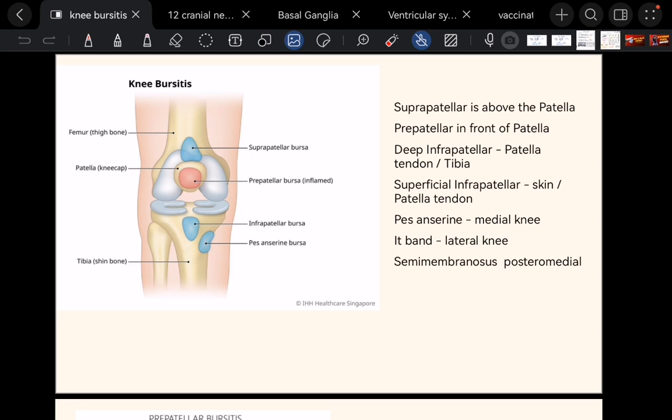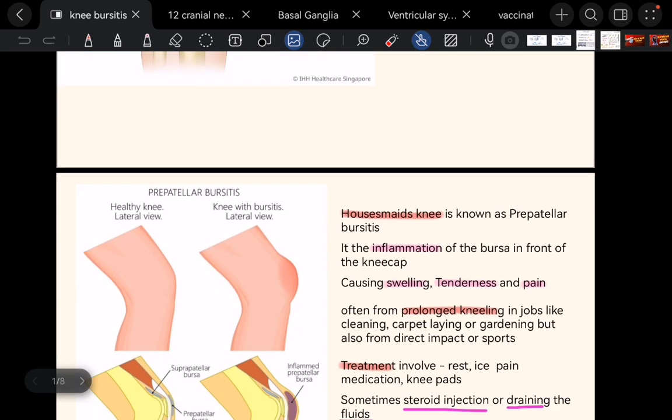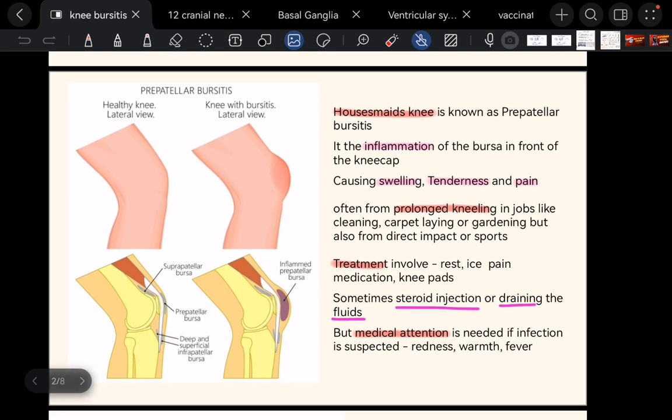Pes anserinus bursitis, which is a bursitis around the medial knee. The IT band, which is on the lateral knee, so it's IT band syndrome. And you have Baker's cyst, which is at the very posterior side of the knee. So it's not back here, but I'm going to show you later. So let's move on. We're going to first look at prepatellar bursitis.